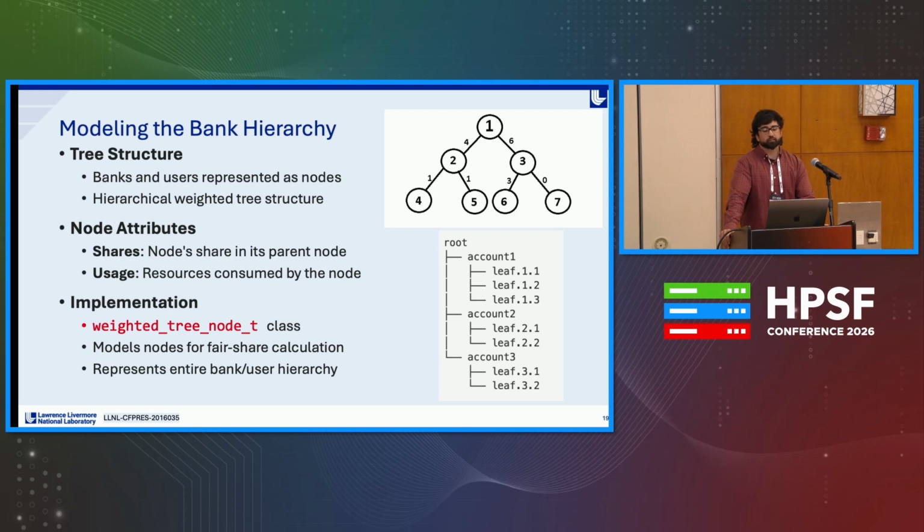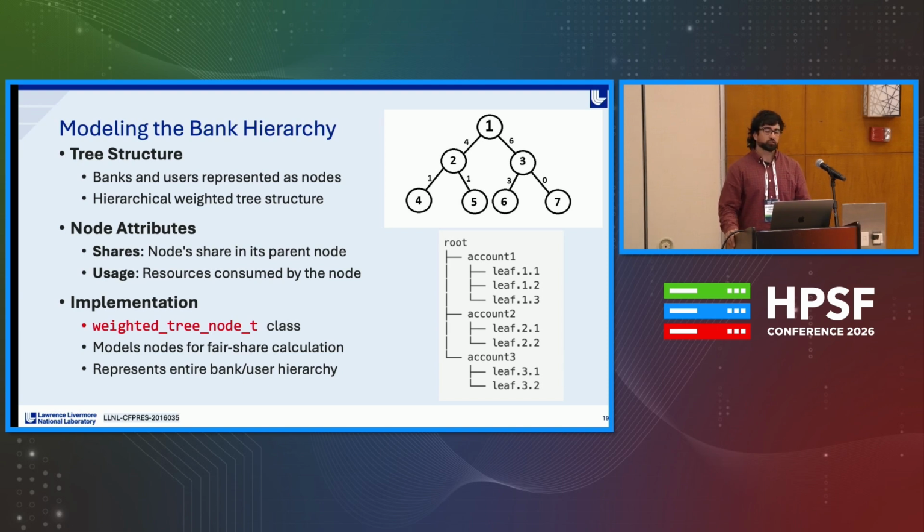How it does this is it uses that same structure that I talked about earlier with banks and users, and it structures the entire database like a weighted tree. It treats all of the banks and users as nodes and then assigns a weight to each node in that tree, using how many shares it was actually allocated versus that of its siblings, and looking at its actual usage compared to that of its siblings.